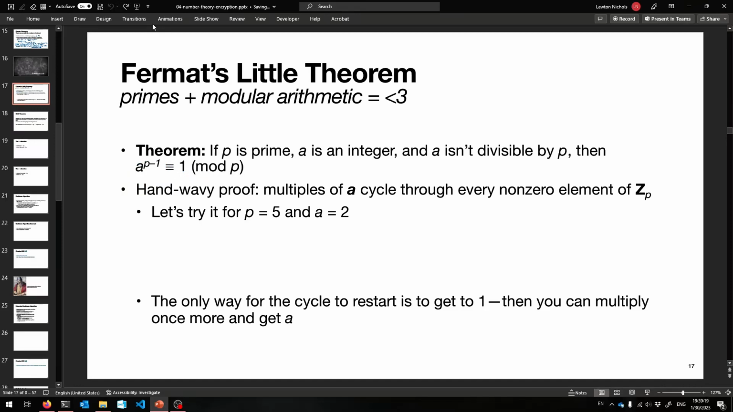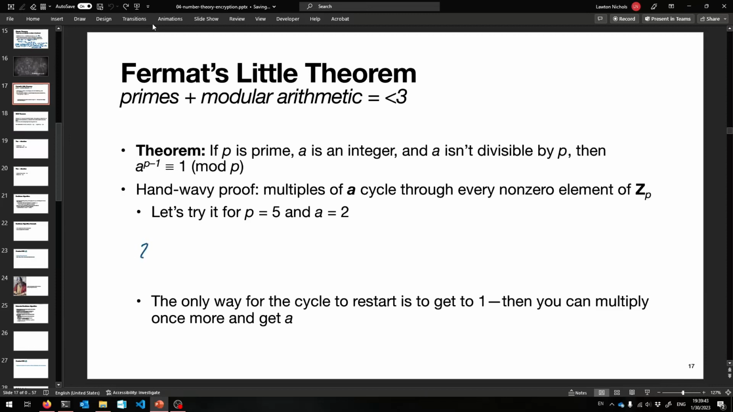So here is my hand-wavy proof of this. Essentially, every time you multiply a by itself, you take all the powers of it, they end up cycling through every non-zero element of Z_p. And Z_p is 0, 1, 2, all the way to p minus 1. Remember that? So that is the reason it works. Let me show this to you for p equals 5 and a equals 2.